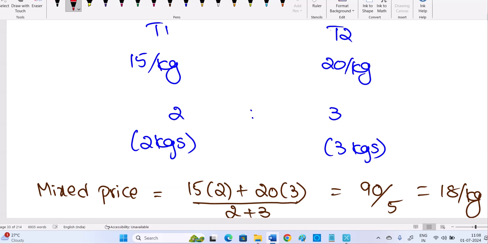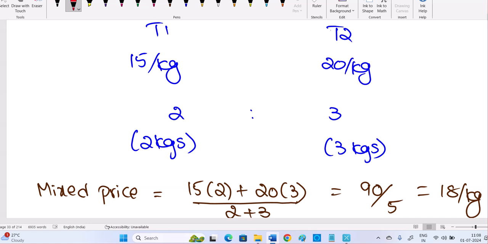It's not 2 is to 3. I'm telling you 1000 is to 1 also, 1 is to 1000 also fine. Because you are mixing minimum price 15 with maximum price 20, suppose you are mixing more from the second variety, you should be maximum 20. If you are mixing more from first variety, it should be 15. It should not be less than 15. It should not be greater than 20. It should lie between 15 and 20.